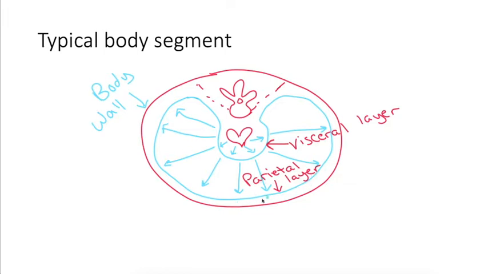So lining the inside of that wall of muscle and bone is the parietal layer, and then lining the organ is the visceral layer. And so eventually what you'll find, I'll draw one more for you.